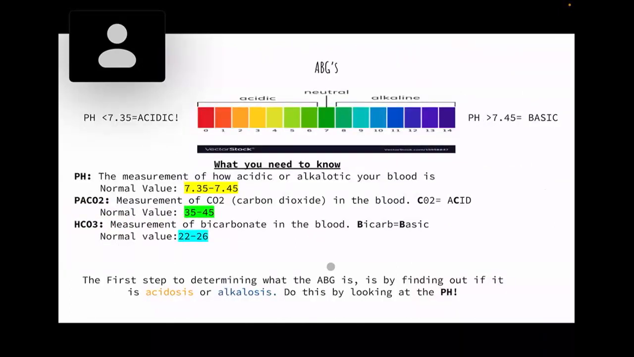Up next, we get to talk about ABGs. If anyone is really struggling with ABGs, please meet with me privately.